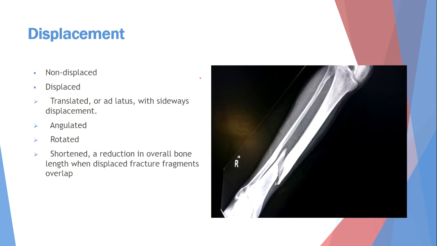Displacement. We have two major types of fractures due to displacement: non-displaced and displaced. On this picture we see displaced fracture. It can be translated or ad latus with sideways displacement, like here, angulated, rotated, shortened, a reduction in overall bone length when displaced fracture fragments overlap.